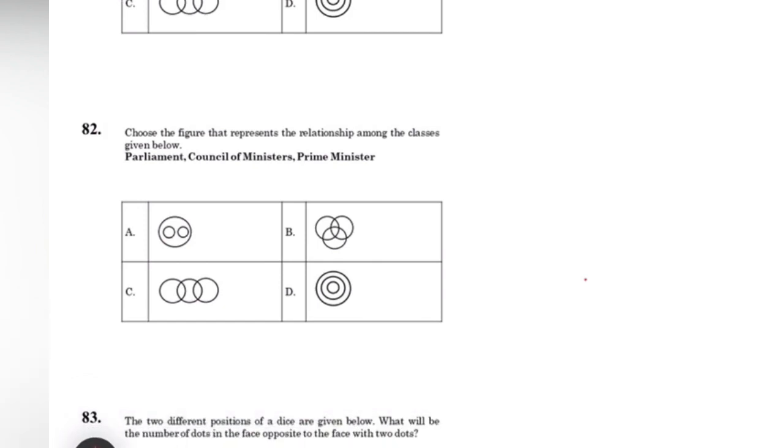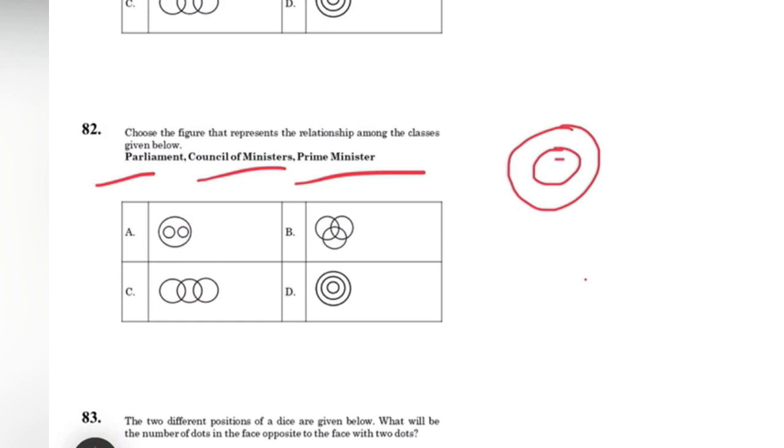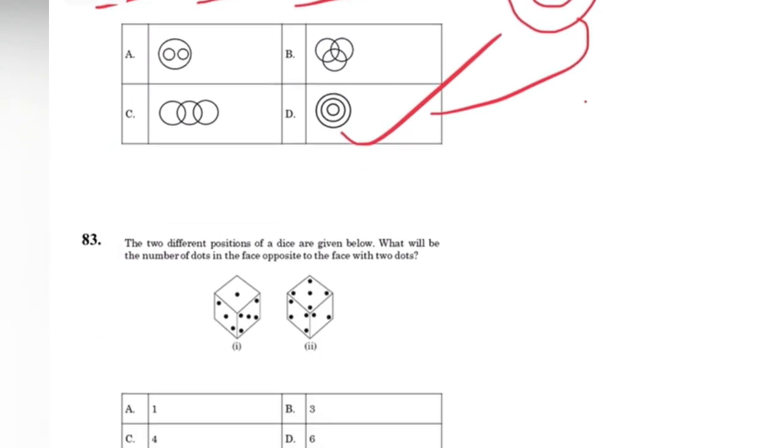Coming to question number 82. Parliament, Council of Ministers, Prime Minister. That is very clear. How will the diagram be coming? Parliament. Yes, these two will be coming in like this. So the answer is option D. There is nothing more to think like that. Coming to the next question.